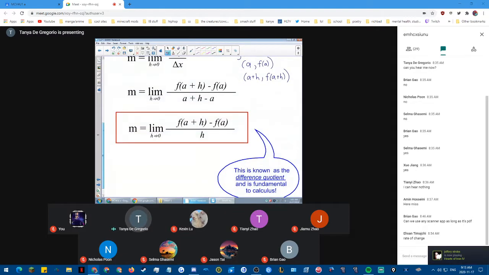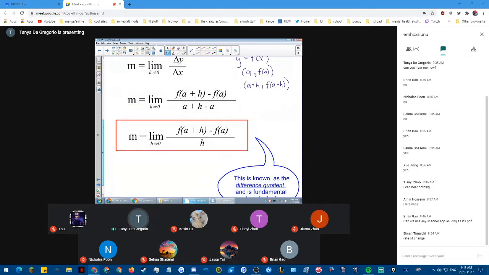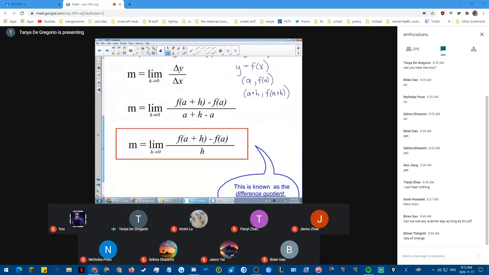Does everyone see why this formula makes sense? Good. You're taking the slope of your secant, y2 minus y1 over x2 minus x1, and then taking the limit as h goes to 0. These are my 2 points. 1 point, 2 points. So f at A plus h minus f of A, that's my y2 minus my y1, and then A plus h minus A, that's my x2 minus x1.